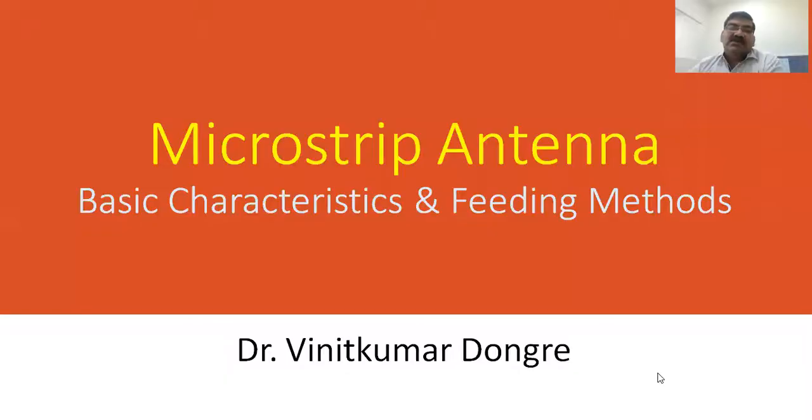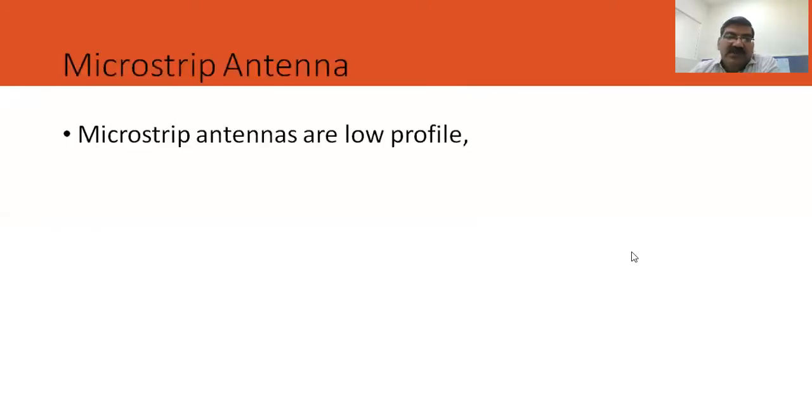So we'll understand what are the basic characteristics of the antenna. Okay. So basic characteristics of antenna, then feeding method. What are the feeding methods there are accordingly. Now we will go one by one. So initially we will understand what is microstrip antenna and what are the basic characteristics of microstrip antenna. So you can ask the question in between if you have one. It is a very easy topic.